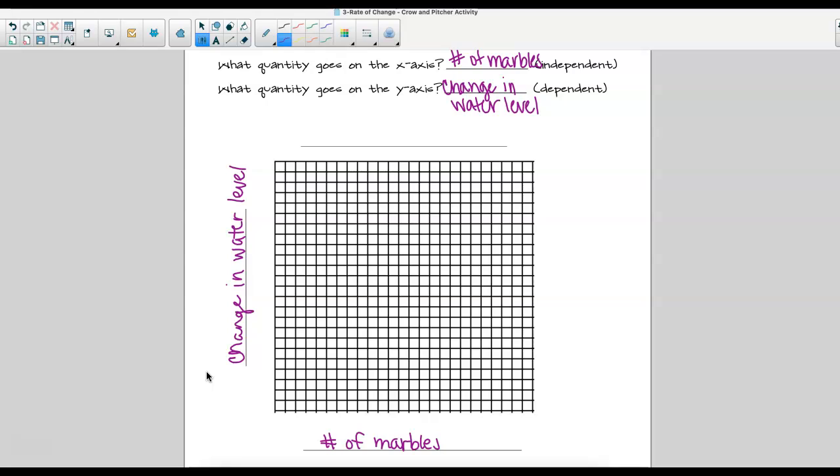Then we have to number our graph. We can't just start putting dots on the graph if we haven't numbered it. So let's talk about the x-axis first. How should we number that? Haley, what do you think? Okay, so let's start at 0. 0 is the first line. And then 1, 2, 3, 4, 5, 6, 7, 8, 9, and 10. 10 because we had 10 marbles. So go ahead and number. Every line gets a number. Don't skip any.